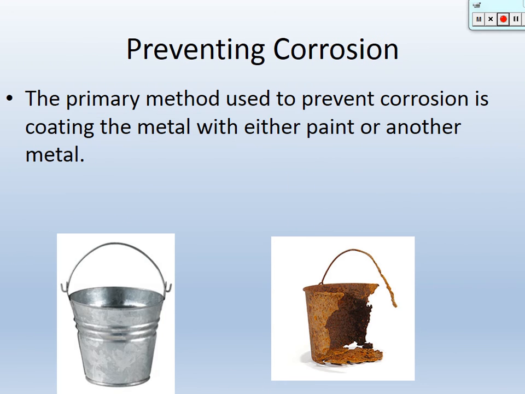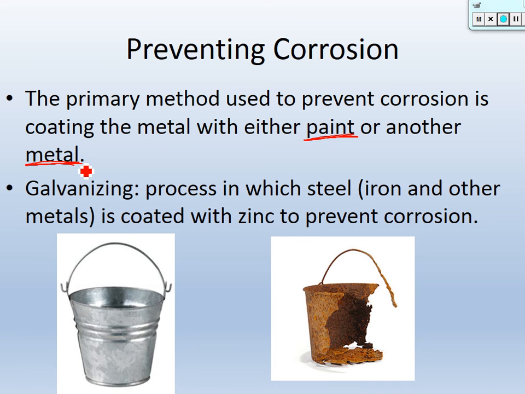Okay. Back to preventing corrosion. The primary method used to prevent corrosion is coating the metal with either paint or another metal. So you're either going to paint the metal or you're going to plate it with a different metal. Galvanizing. This is one of your vocab words and you're supposed to write down the definition in your guided notes. So take a second and write that down. Galvanizing is a process in which steel, again, steel is an alloy.